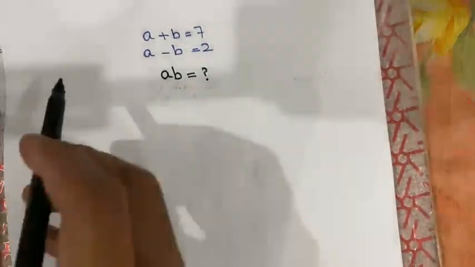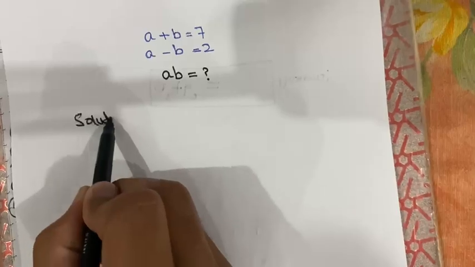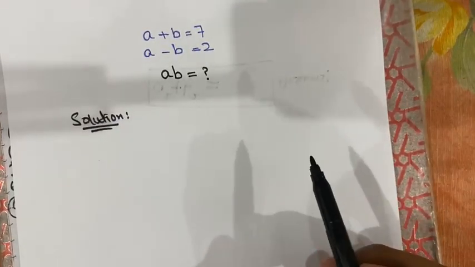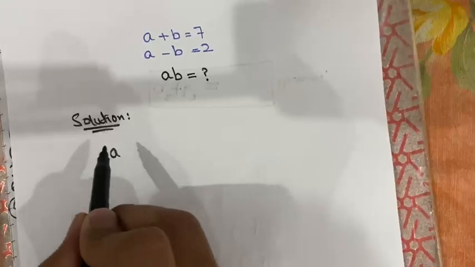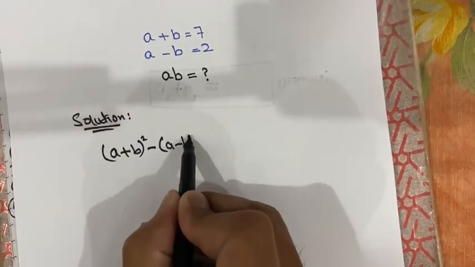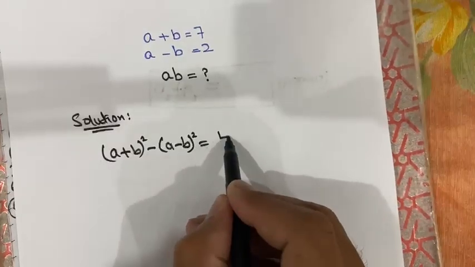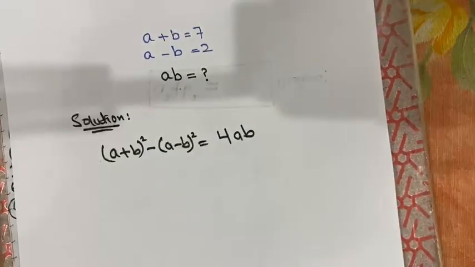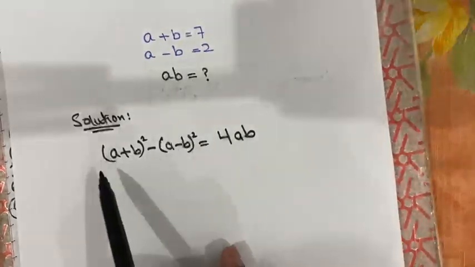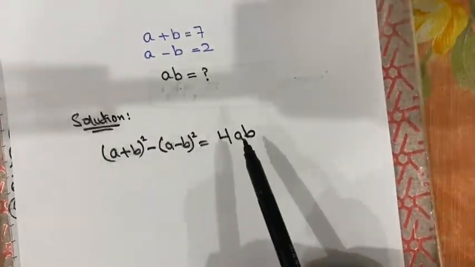So the solution is, here we use the identity: (a plus b) whole square minus (a minus b) whole square equals 4ab. Now we have this formula, this identity, to solve this question. So where does this formula come from?